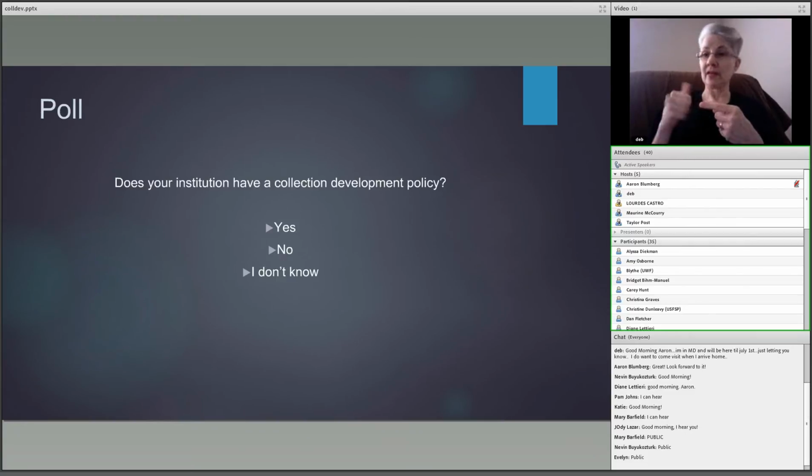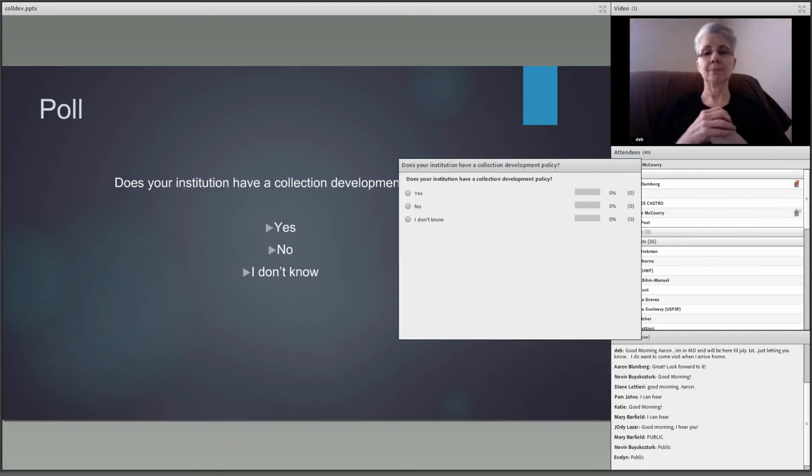All right, so I have another poll here, and let's go ahead and do this. So this is the collection development question. Does your library have a collection development policy, or do you not know? So yeah, the vast majority have a collection development policy.